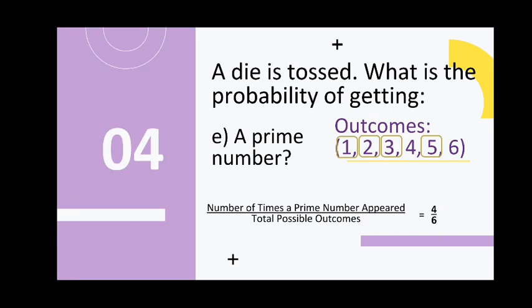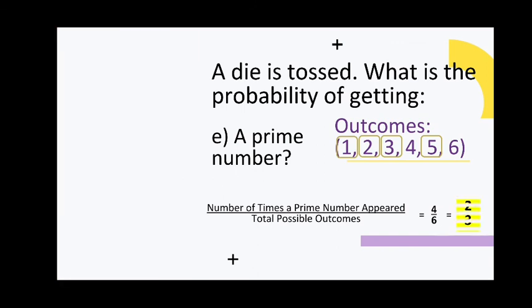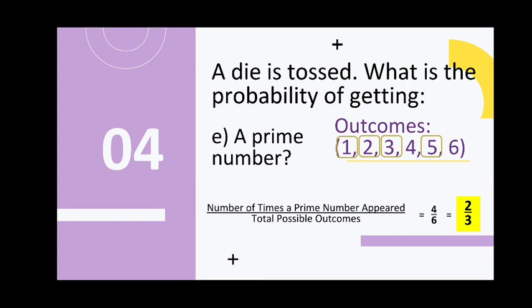Ngayon, ang 4 over 6, we need to find its lowest term pa because ang greatest common factor ng 4 and 6 ay 2. So, we need to divide 4 and 6 by 2, which is equal to 2 over 3. Therefore, the probability of getting a prime number is 2 over 3.